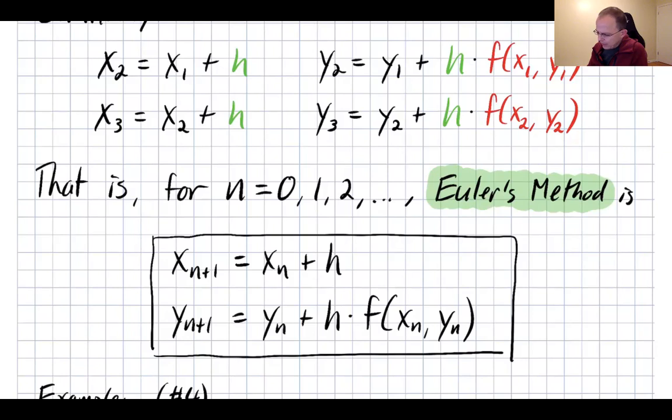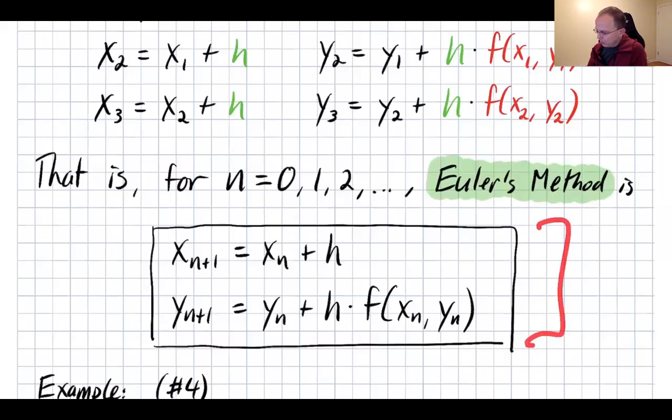The general formula is that to get the next x value, you take the current x value and you add h to it, and that gives us our next x value. The next y value, we take our current y value and we add h, our step length, times the slope of the curve at our current point, xn, yn. And that's it. So all we need to do to apply this method is know this function. That is the key. As long as we know what this function is, then we're golden.